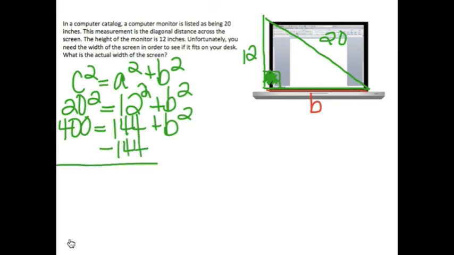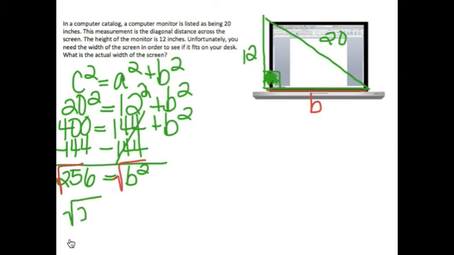400 minus 144 is 256. Now, what do we have to do next? Exactly. We have to find the square root of both sides to get rid of the square attached to the b. The square root of 256 is 16. So in order to answer the question in the problem, the width of the computer monitor is 16 inches.